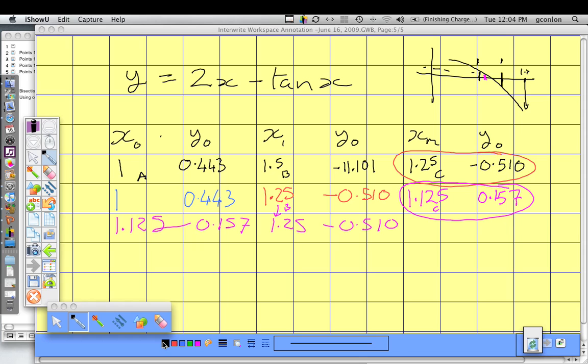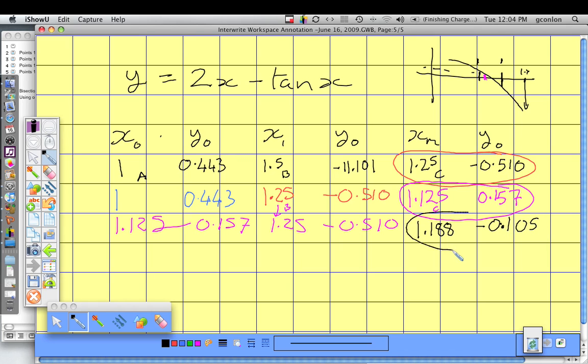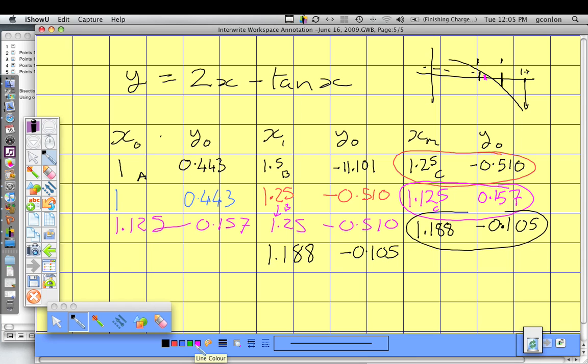And so now I'm going to split the difference between 1.125 and 1.25, which according to my calculator comes out as 1.188. I work that out, and that gives me a negative 0.105. So now I've got an x value that gave me a negative result. So I replace the previous x value that gave me a negative result. So that's there, 1.188, which gives us negative 0.105. Okay, the previous x value that gave me a positive result, therefore I'm going to leave completely alone.